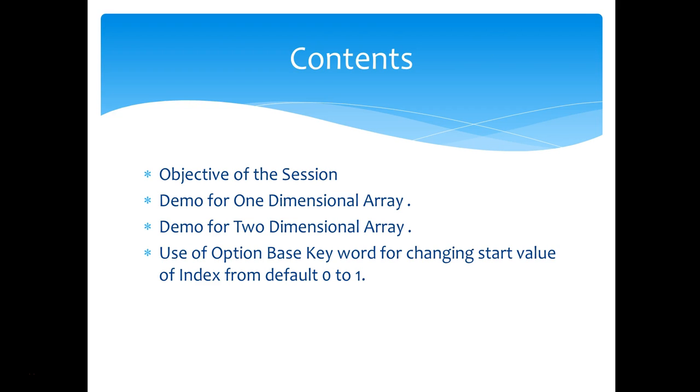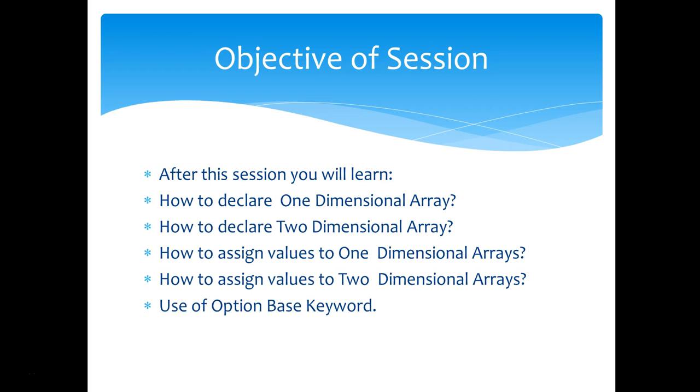The content of this session is the objective of the session, a demo for one-dimensional array and a demo for two-dimensional array, and the use of the option base keyword. Option base is used to change the default index of 0 for an array to 1 or any number you want to start from. The objective of the session is that after this session you will learn how to declare a one-dimensional array, how to declare a two-dimensional array, how to assign values to one-dimensional and two-dimensional arrays, and then the use of the option base keyword.